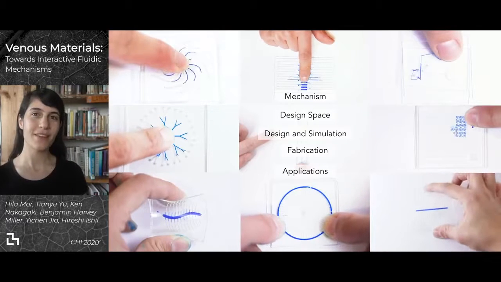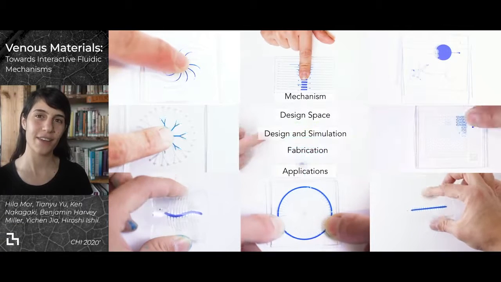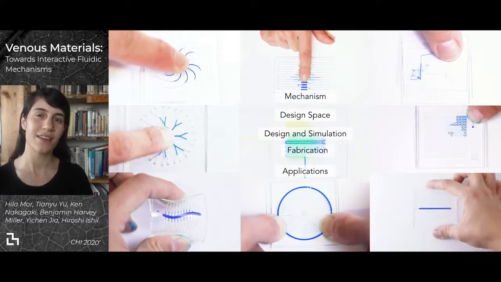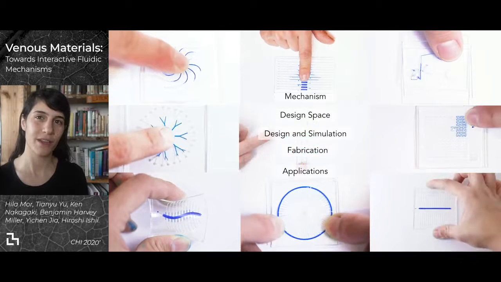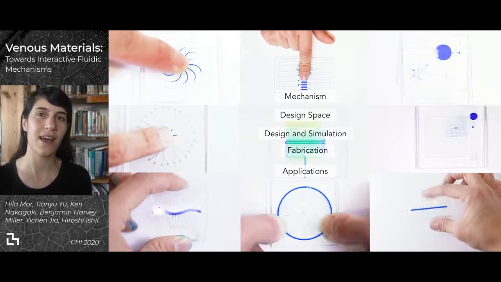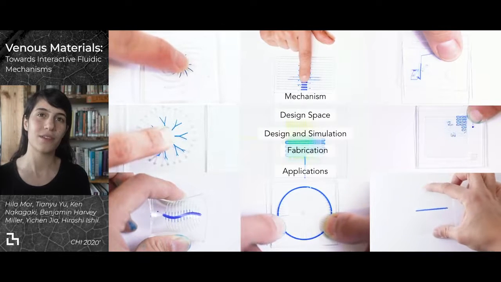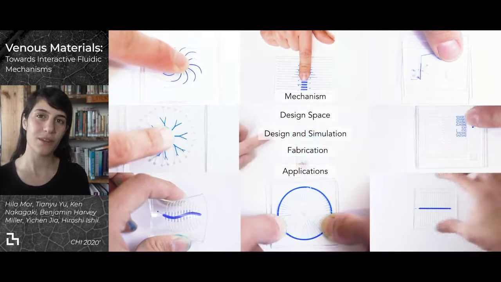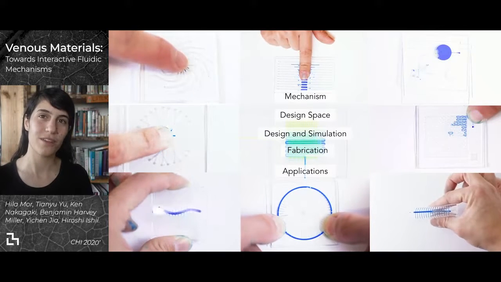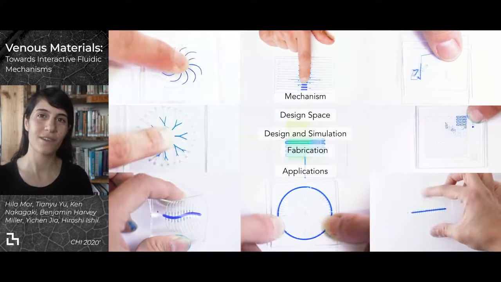To summarize, Venous Materials is a novel approach of programmable materials using interactive fluidic mechanisms. To show that, we designed and studied a basic architecture of the mechanism. Then we expanded this to a wide design space as a design tool and a toolkit to designers and researchers. We implemented the design tool in simulation, and we developed a fabrication process. Finally, we demonstrated a variety of applications.